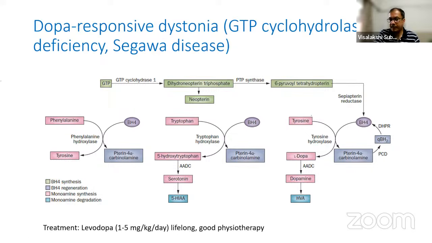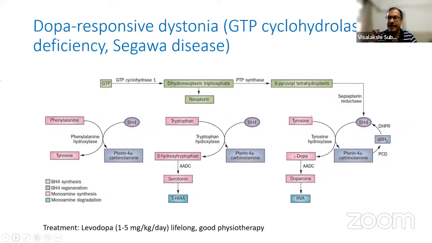Because of tetrahydrobiopterin not being there, tyrosine will not convert into dopamine, and that's why you get this condition. It's a genetic disorder. You just give tiny doses of levodopa lifelong with good physiotherapy, and the CP is cured. So this is quite a gratifying condition to treat. So why do they do worse in the evening?